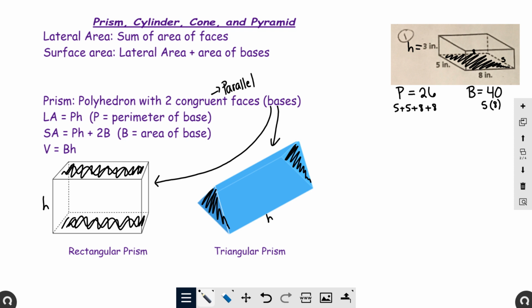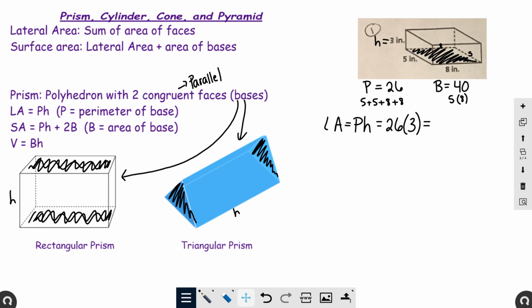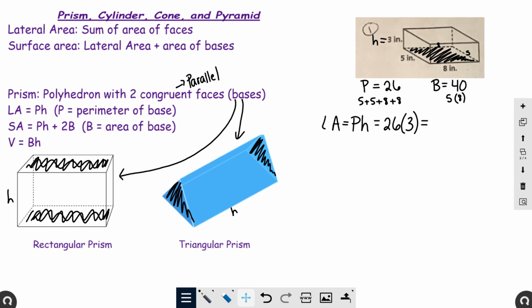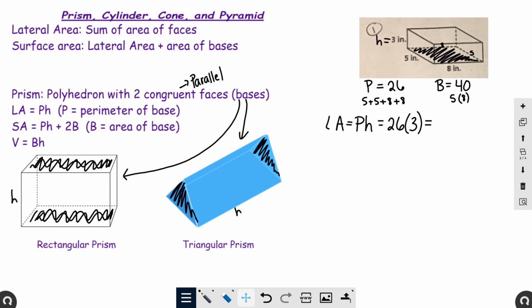So for lateral area, if we follow our formula, lateral area is pH. So P is 26. And H is 3. So what's 26 times 3? Grab those calculators out. 78? I think you're right. 78. Good. And because this is area, we need some units on it. This would be inches squared because it's talking about lateral area.